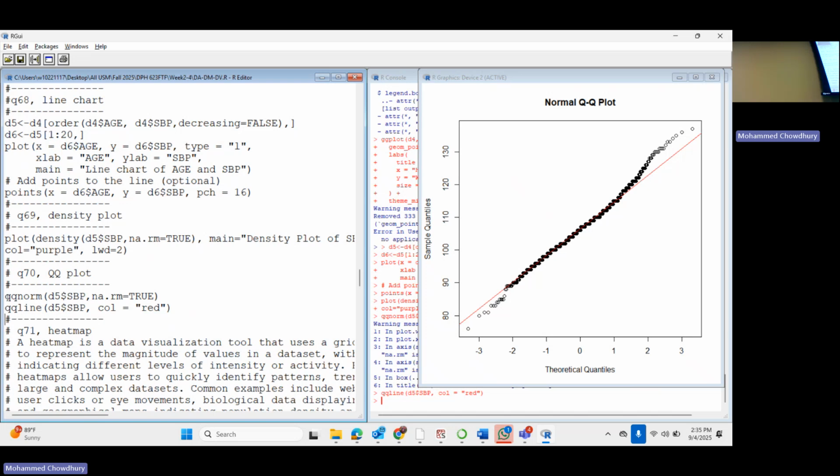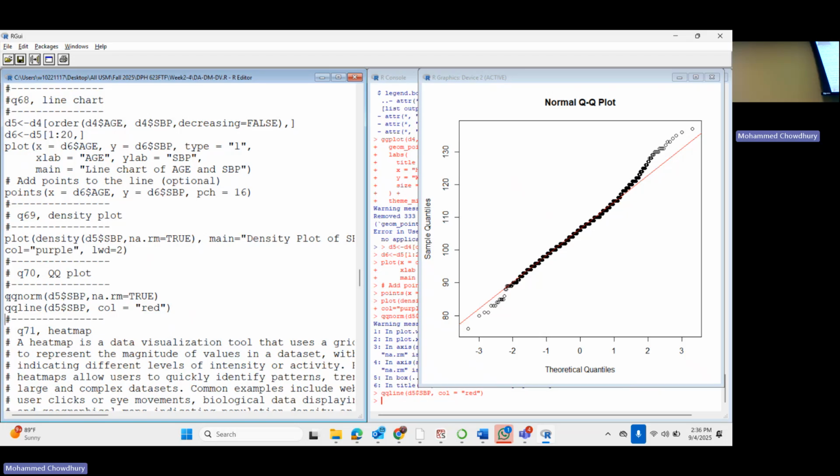So what do you mean by QQ plot? QQ plot means, you remember within 3 standard deviations, what percentage of data falls if your frequency curve looks symmetric? 99.7%, right? So within 3 standard deviations. So here is the theoretical context. That means 3 standard deviations from the mean to the left and right. So that is +3 and -3. Okay, this is the theoretical quantile, and this is the quantile coming from my sample data, which is SBP.